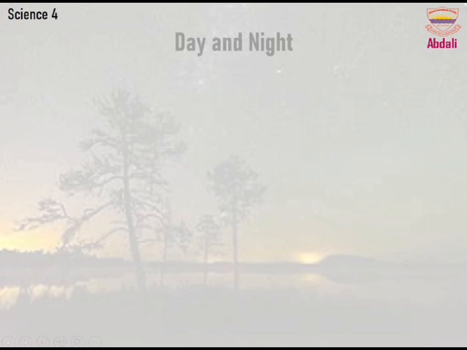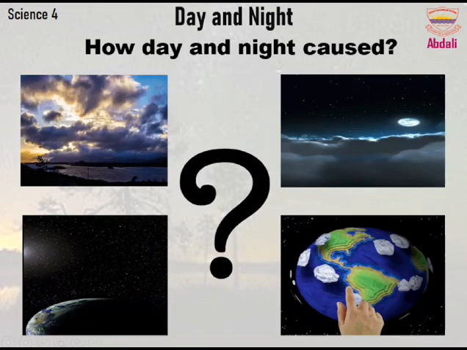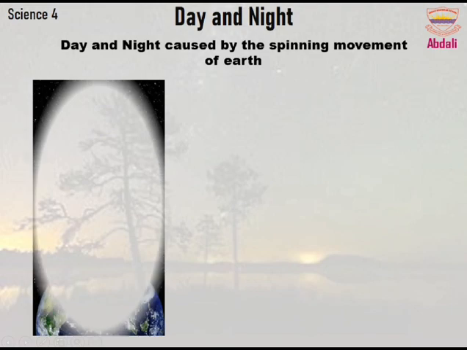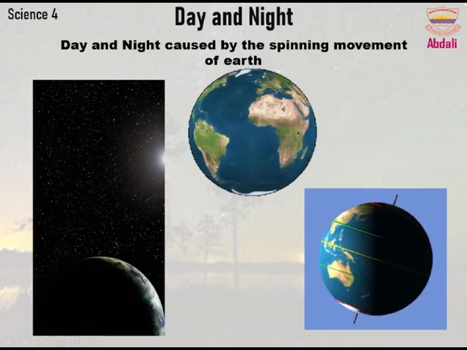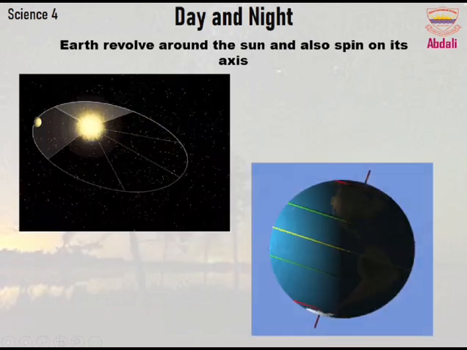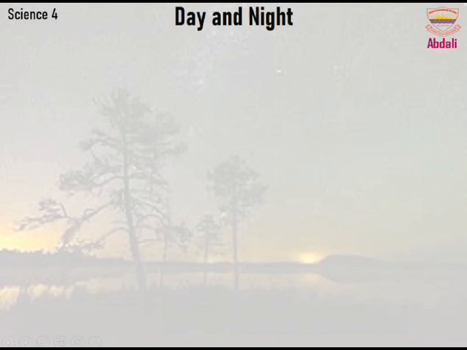In this video, we learn about day and night. How day and night are caused and change on Earth. Dear students, day and night are caused by the spinning movement of Earth. Earth revolves around the Sun and also spins on its axis. Let's learn how day is caused on Earth.